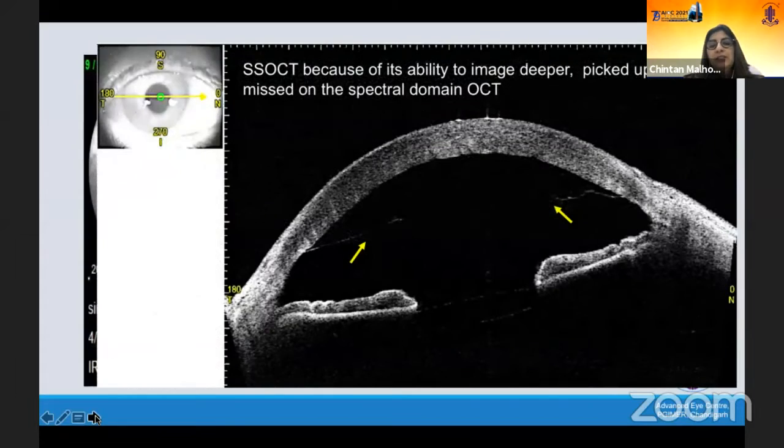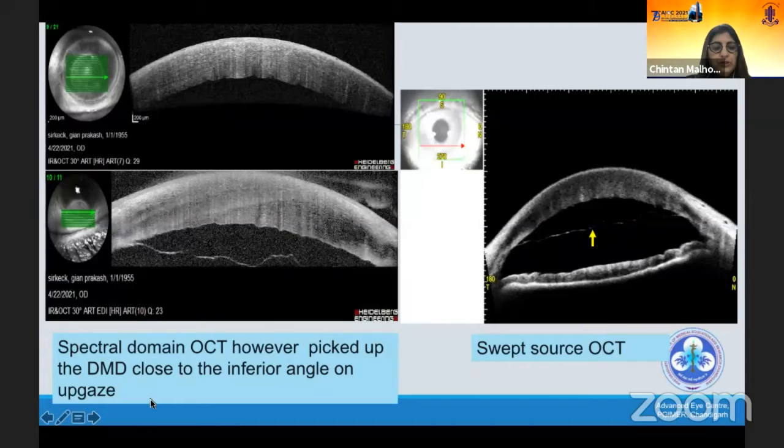Now, I was not convinced, and so I got an SS-OCT done. We can see that the SS-OCT, because of its ability to image deeper, picked up the DMD, which was missed on the spectral domain because it was further away from the cornea. We can also see that the center of the Descemet membrane seems to be missing here. It's not that the spectral domain OCT did not pick it up, but it picked it up only when we asked the patient to look in extreme upgaze, which we can see in the picture at the bottom. Whereas the swept source picked it up in straight gaze and prevented the missing of this Descemet membrane detachment.